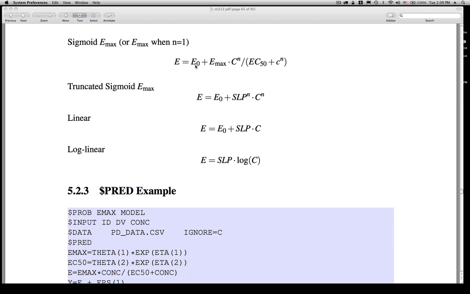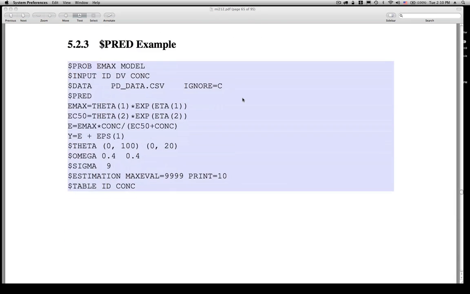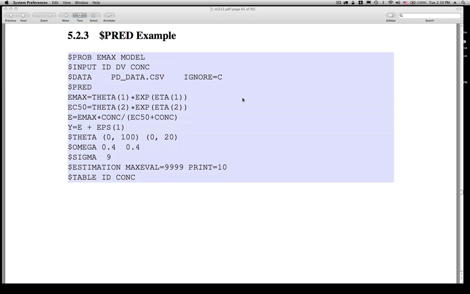E0 is a baseline parameter. Emax is the maximum effect of the drug, and EC50 is the concentration that produces half of that maximal effect. In simpler cases, we still have the E0, but the slope parameter represents the ratio of Emax to EC50, usually occurring when concentrations are much below EC50. So these are things that I'm sure you're familiar with, and here's a $PRED example in NM code.